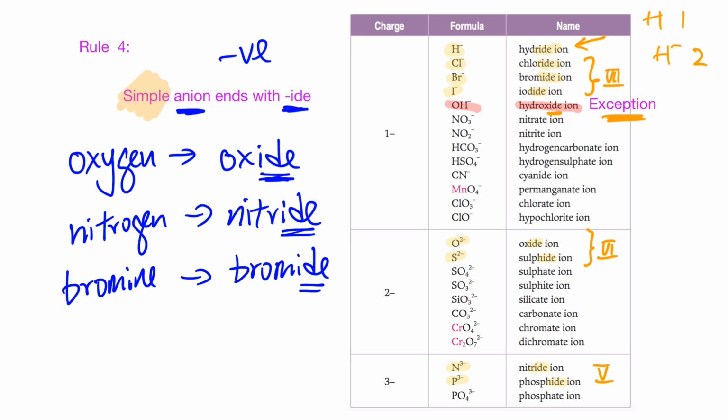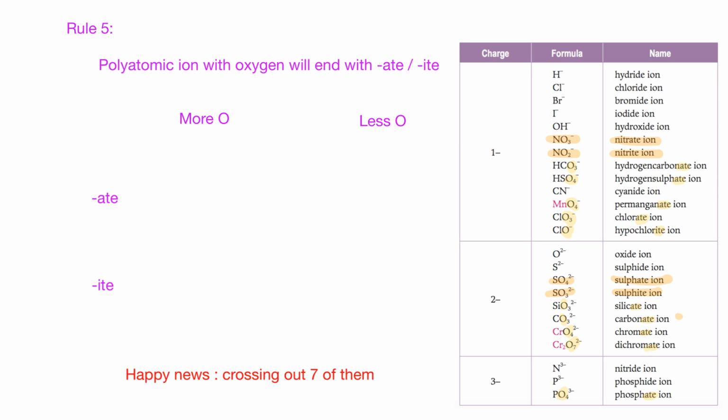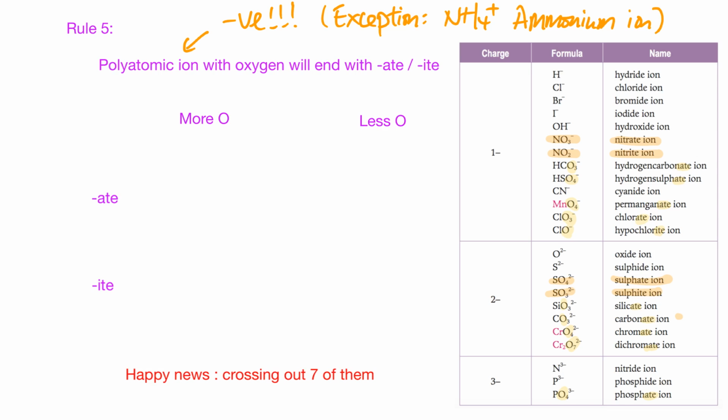That is hydroxide. So rule 5, polyatomic ion. Just like we mentioned, most polyatomic ions are negative. We do have an exception. Remember what that is? The exception is ammonium ion. So when we talk about polyatomic ions, most of the time they have a center atom and then they combine with oxygen. Once they combine with oxygen, normally they will have the name ATE and ITE right there.